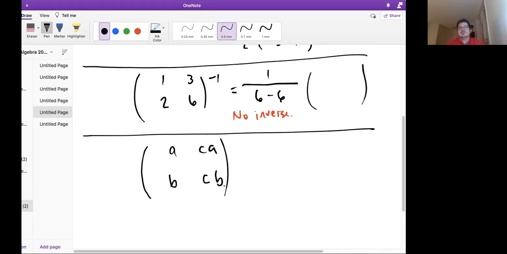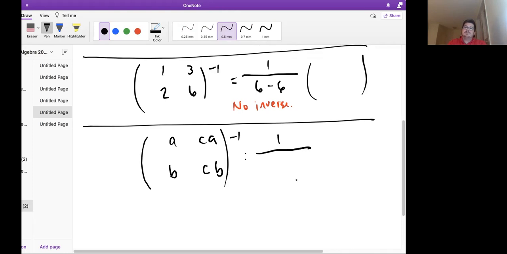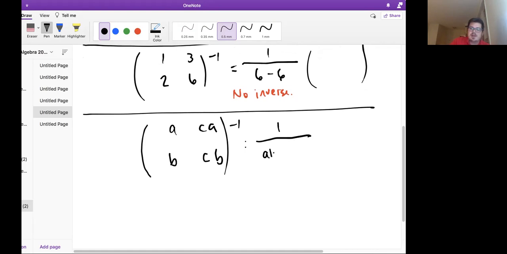All right, let's do this one. We have a column and then a multiple times the column. So we see that AB and then there's CA, CB, so that's a multiple of the column. So what is the 1 over part? ABC minus ABC. Uh-oh.